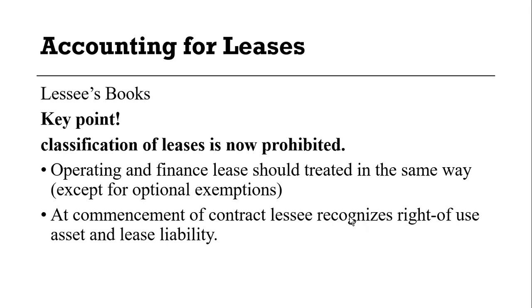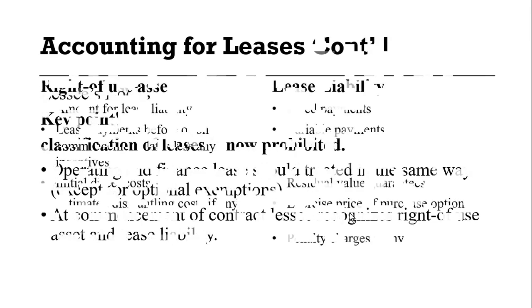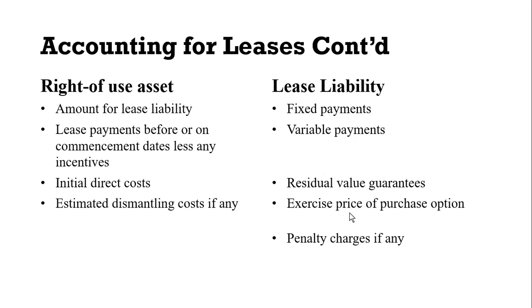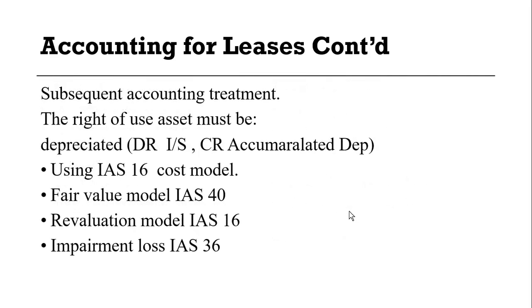At commencement of the contract, the lessee recognizes the right of use asset as well as the associated lease liabilities, so that in a lease arrangement we see that there must be an increase in the assets of the lessee as well as obligations related to the payment of the lease liability. At your own time, I'd like you to write how we measure right of use asset and lease liability.